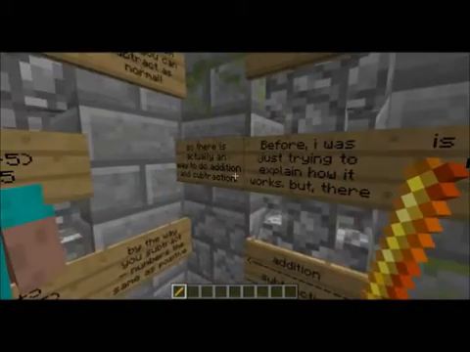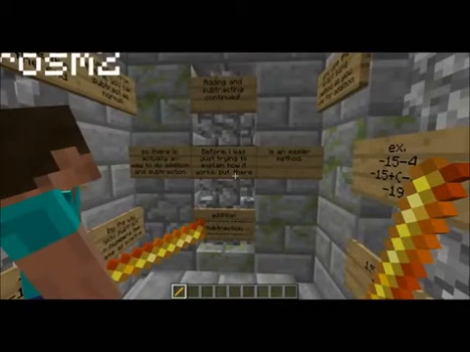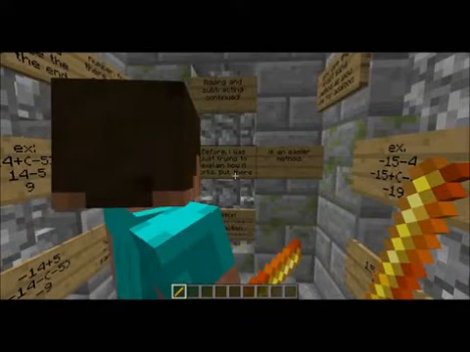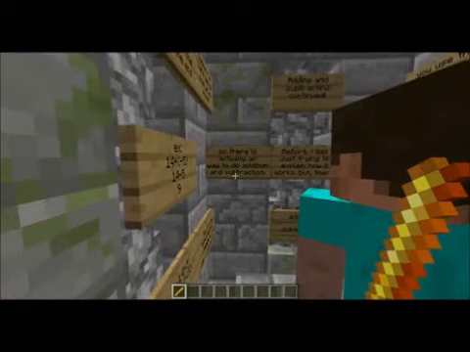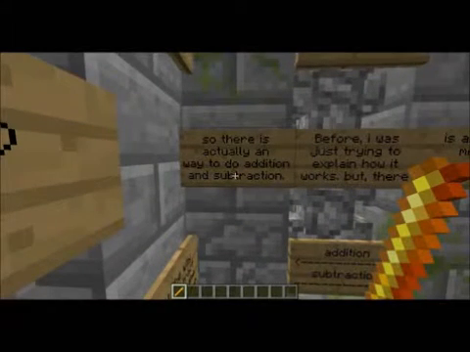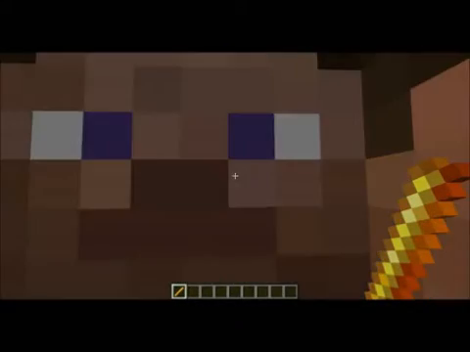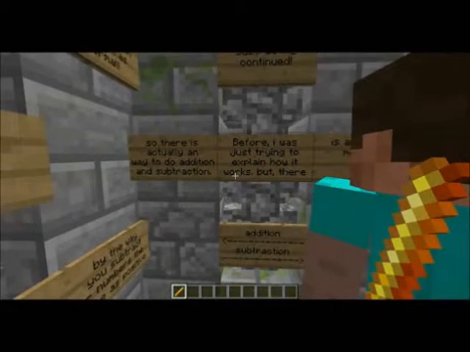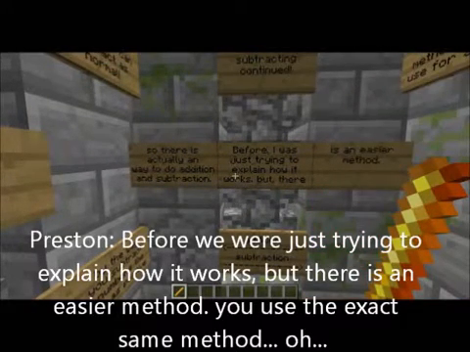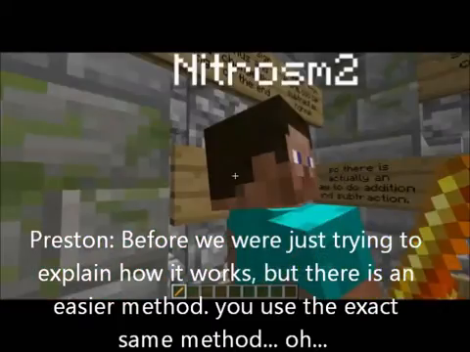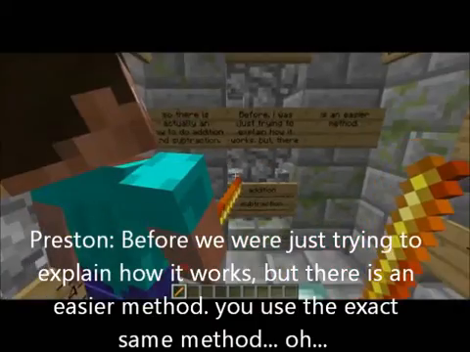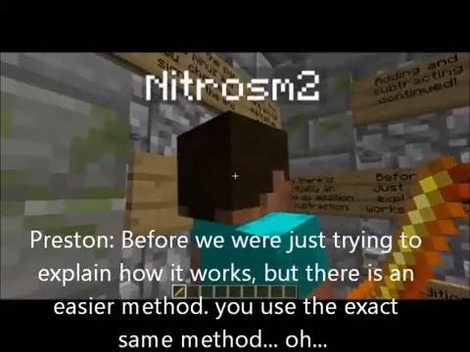Why don't you start? Okay. So there's actually a way to do. This doesn't make sense. So there is actually a way to do addition and subtraction without using a number line. Okay. Before he was just trying to explain how it works, but there's an easier method. We'll start with subtraction. Use the exact same method. Oh wait, no. Yeah, probably should do addition first.